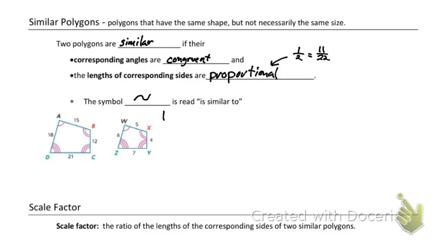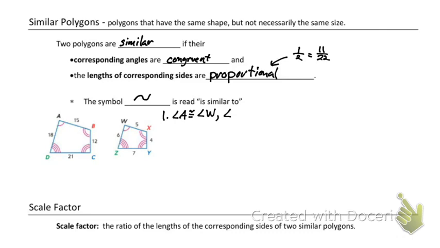Let's just put it in writing. Angle A has to have one it corresponds to or is congruent to on the other shape. Well, it does. It's got W. So we can say our first angle is good. We have angle A is congruent to angle W. And we can do the same thing for all the other angles.